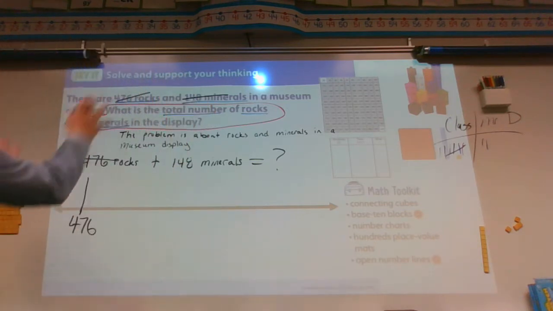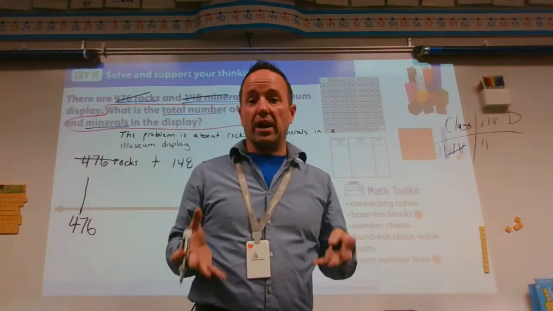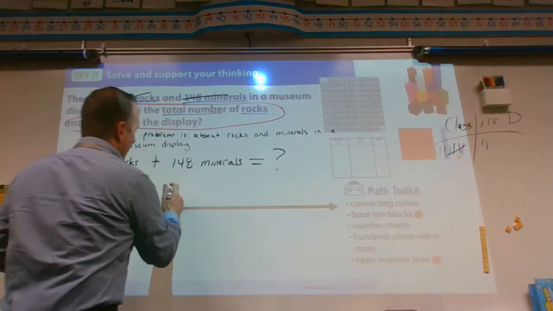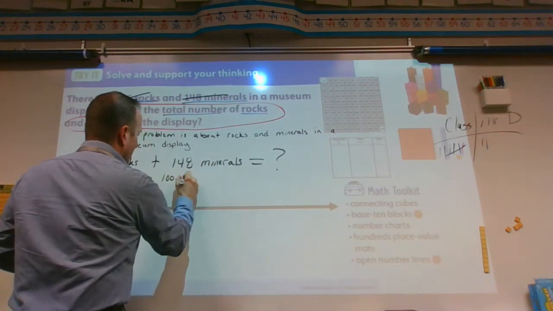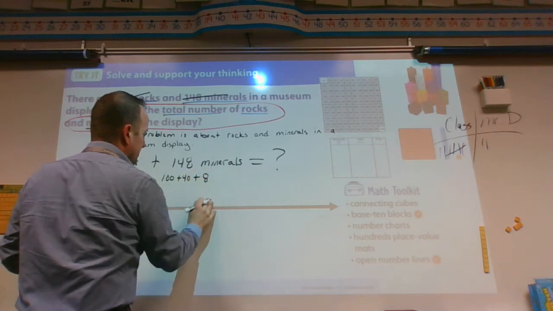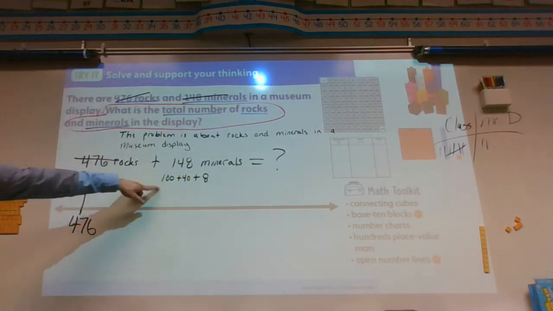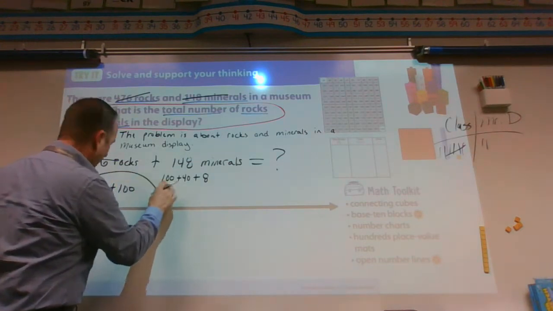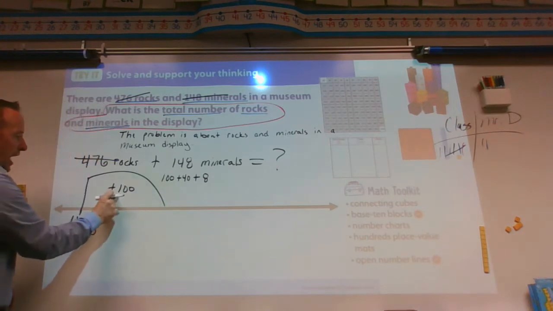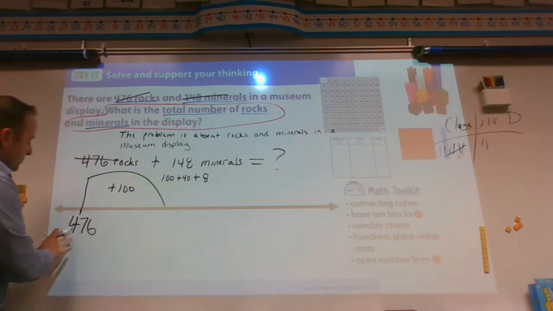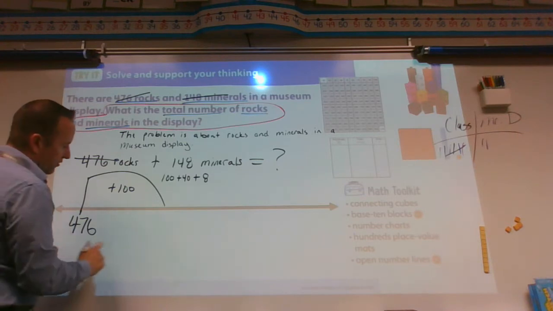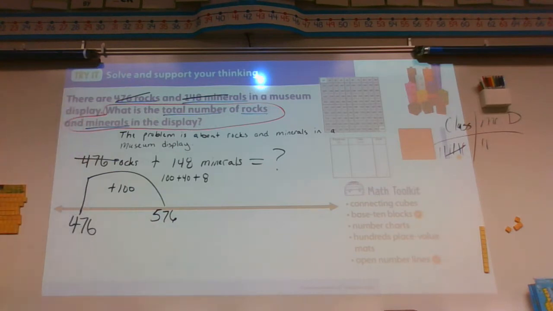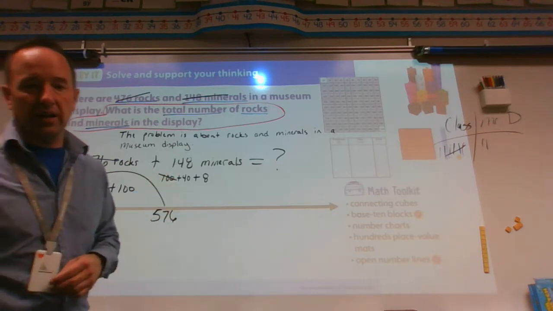And now, since I'm going to take jumps, I'm actually going to break my 148 minerals and put it in expanded form. So 148 in expanded form is 100 plus 40 plus 8. Okay, I'm going to start with my jump of 100. I'm just going to get that out of the way. I take one big jump of 100. Okay, I'm not adding any ones. I'm not adding any tens. I'm only adding 100. So the only number that's going to change is the hundreds. And it changes from 4 to 5. So now I have 576. I'm going to put a line through my 100.